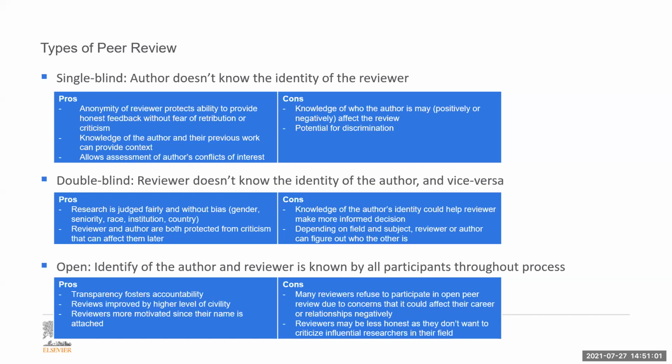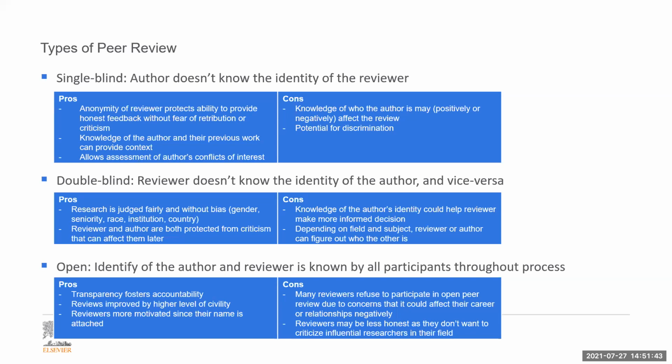In double blind review, everyone's identity is kept anonymous. So the author doesn't know who the reviewer is, and the reviewer doesn't know who the author is. This allows the research, in theory, to be judged without bias, and both the author and the reviewer are protected from criticism that could affect their careers later. Sometimes if it's a smaller field or topic area, the reviewer and author can figure out who each other is, so there's some risk there. And there may be some benefit to having more of that context when reviewing the work, as I said, for single blind review.